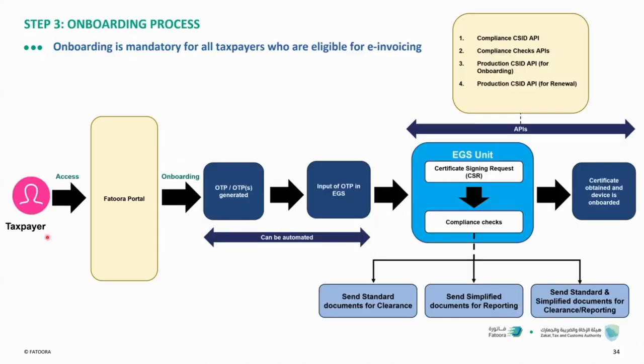As a taxpayer, you need to log in to a different portal, which we call the FATOORA portal, fatoora.zatca.gov.sa. In this portal, you log in with your taxpayer credentials, and then you'll be able to onboard up to 100 devices at once. So basically, you're going to request an OTP, which is a one-time password, for each device, and then for each individual device you put in the OTP and continue the steps that we have seen previously.